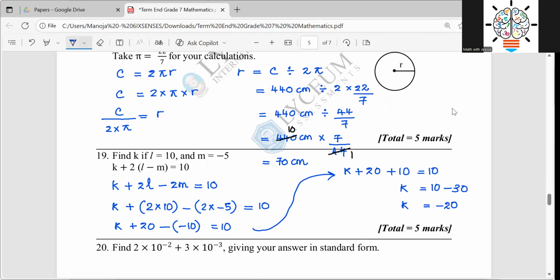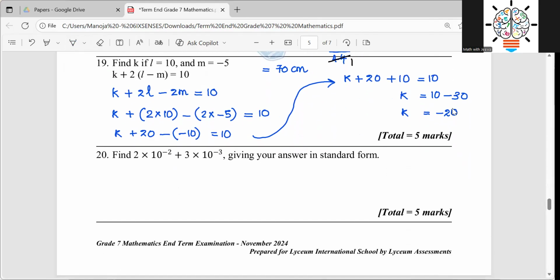Right? Okay, so then the next one you want to write, you want to find this value. When you have something like this, you want to give your answer in standard form. How you can do this, children? First you write 2 times 1 over 10 to the power of 2 plus 3 times 1 over 10 to the power of 3. What does this mean? 2 times 1 over 100 plus 3 times 1 over 1000.